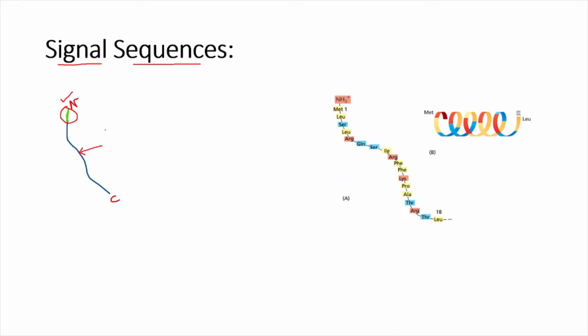So proteins which have signal sequences at the N terminus are called N-terminal signal sequences. On the right hand side, this is the signal sequence of cytochrome oxidase, which is a protein found in mitochondria. So the first 18 amino acids of this protein are actually the signal sequence that directs the translocation of this protein into the appropriate mitochondrial subcompartment.